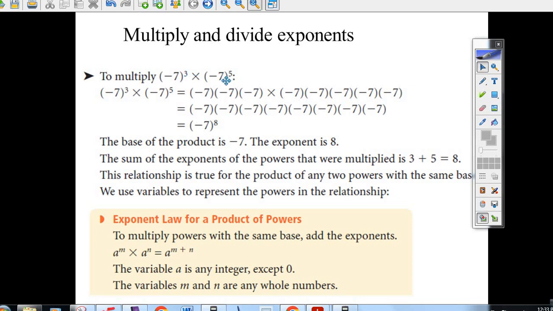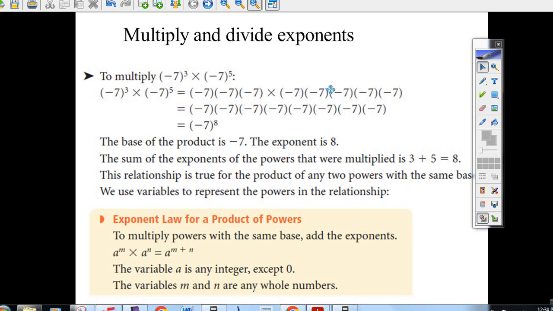That's what it means. And so minus 7 to the 5th power means 5 copies of these things all multiplied together. You're looking at how many things are multiplied together. There's 8 minus 7s multiplied together. The base of the product is minus 7 and the exponent is 8.